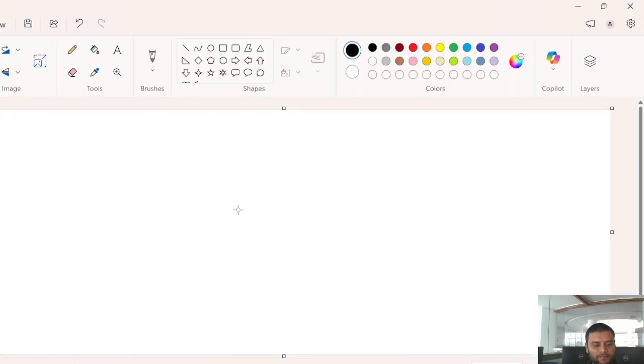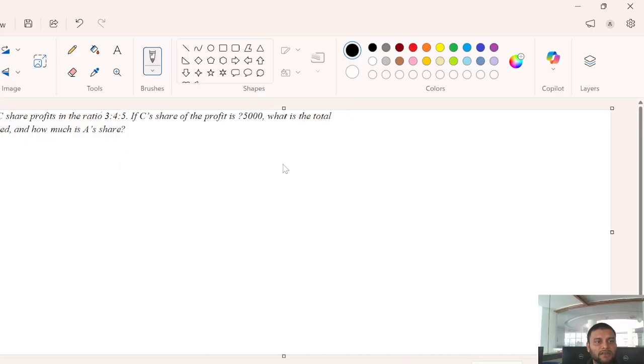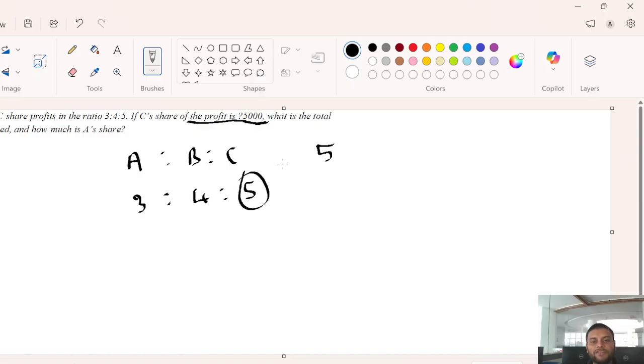Next question, friends. We are having question number 5, and they say that A, B, C share profit, given A is to B is to C. Shares ratio, profit ratio is 3 is to 4 is to 5. If C's share of profit is 5,000, so clearly they are saying that whatever the amount C is getting, this is actually a ratio question, guys. So C's ratio is 5 ratio. That 5 ratio is equal to 5,000. So 1 ratio is equal to 1000.